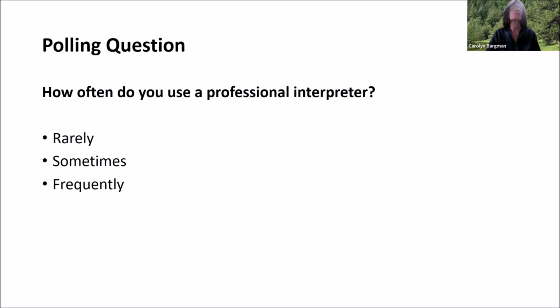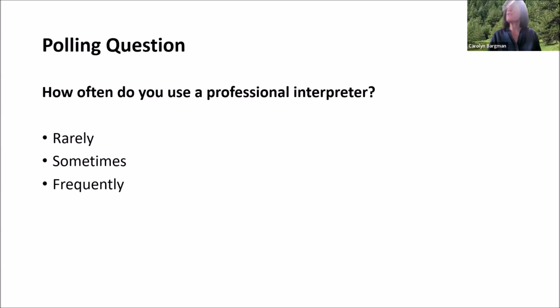Okay, I have about 66 people who've participated, so I'm going to end the poll in a few seconds. Okay, I'm ending it right now. Okay, so about 60% use them frequently.